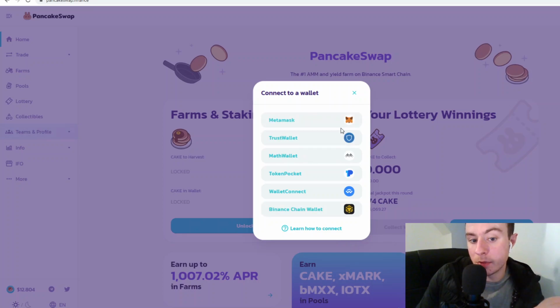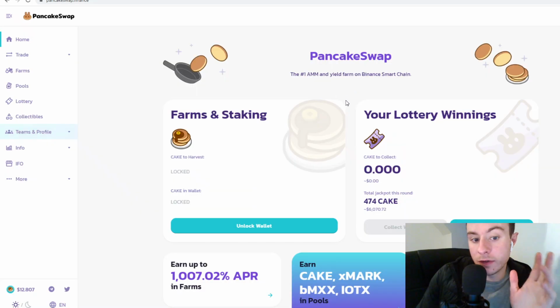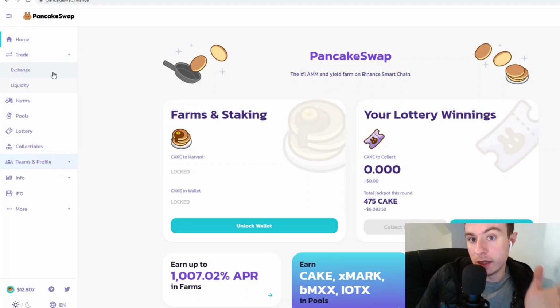But because most people use MetaMask, you essentially click to allow your MetaMask to connect. It will ask you if you want to. You need to have configured your MetaMask wallet with Binance Smart Chain. Once you have done that, you're really good to go. If you want to know how to do that, go over to Binance's website. There will be information on how to configure your MetaMask wallet to the Binance Smart Chain.